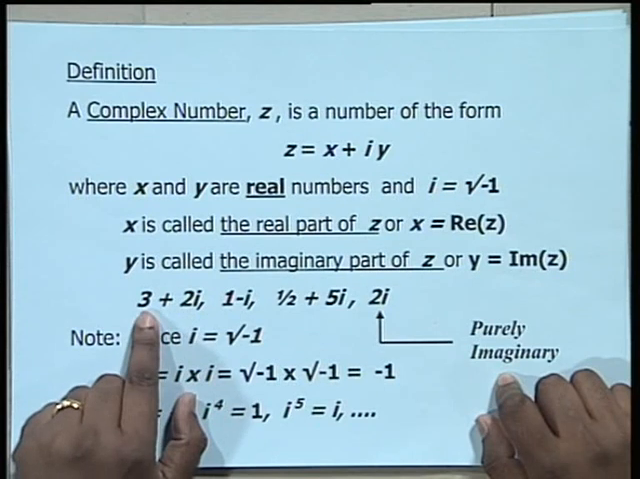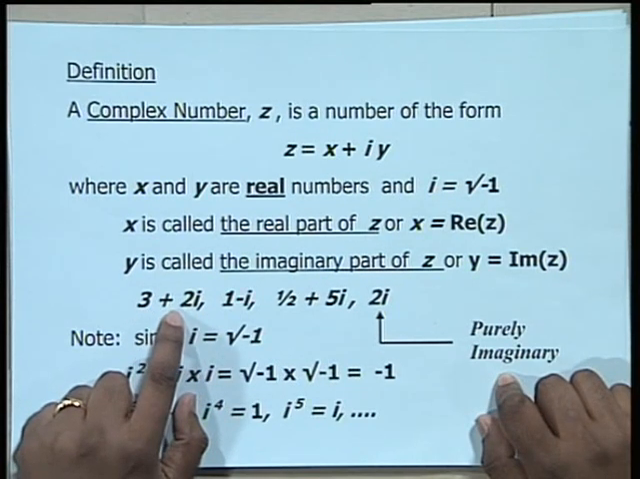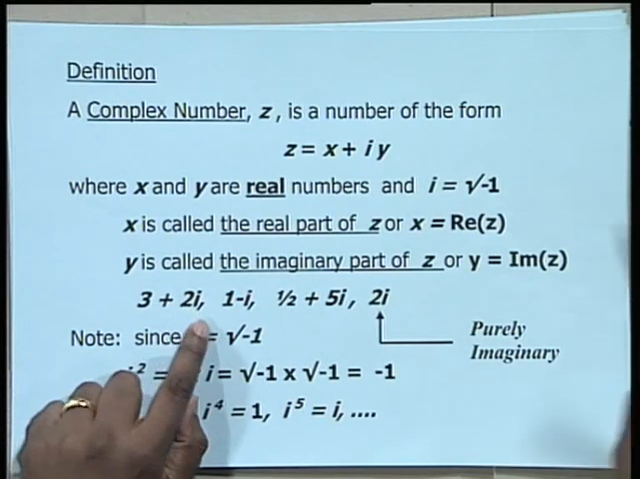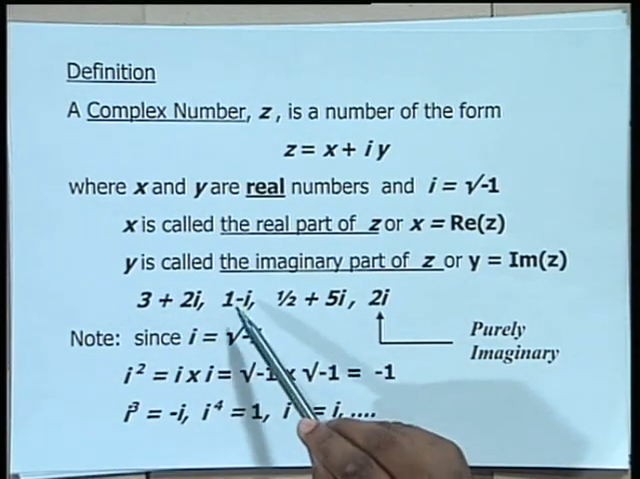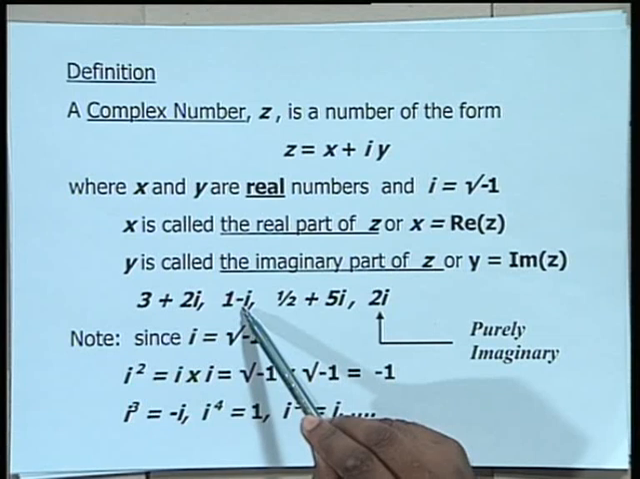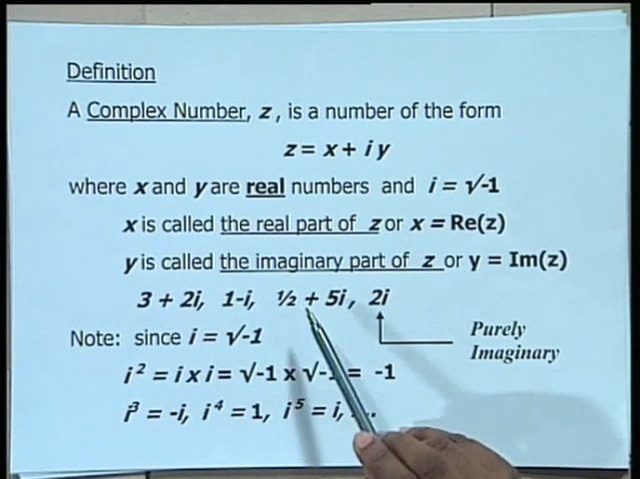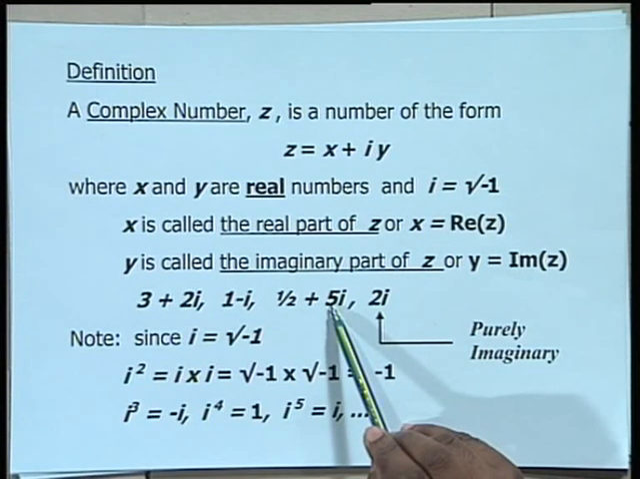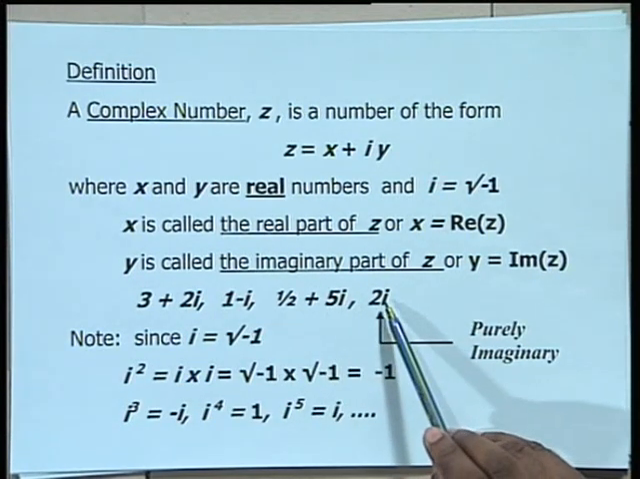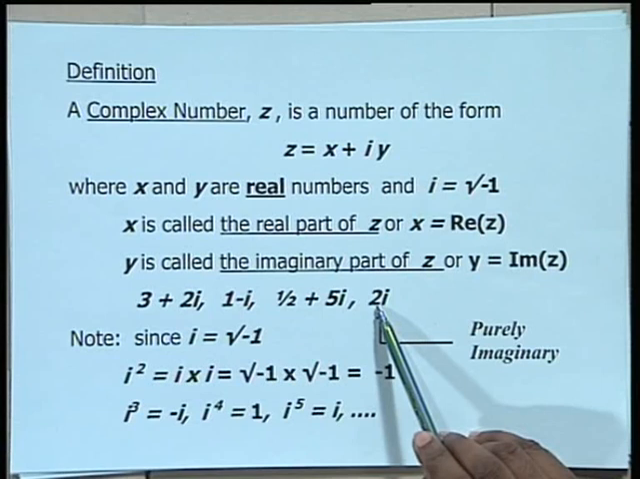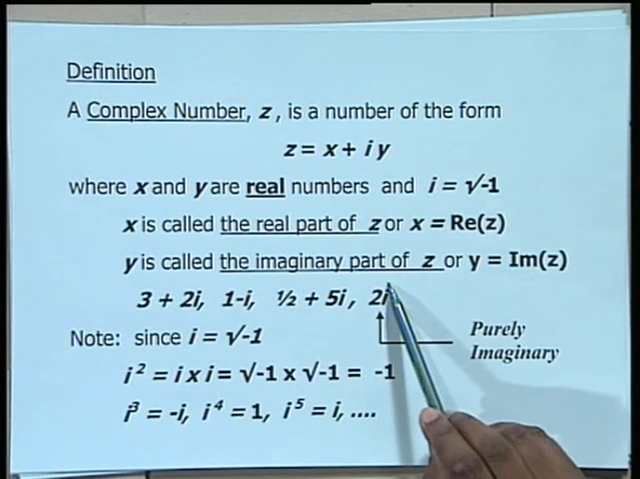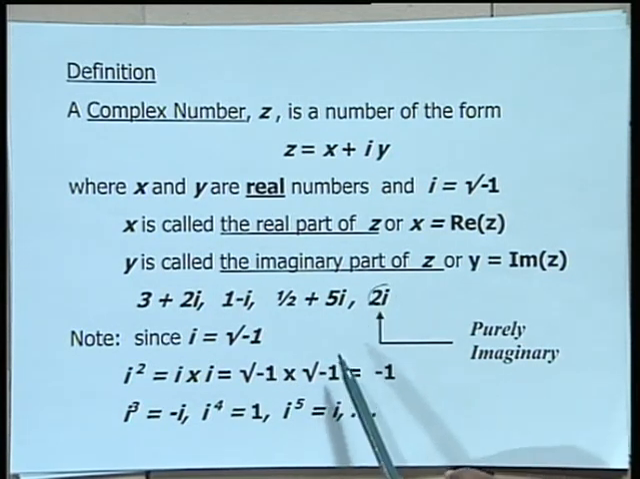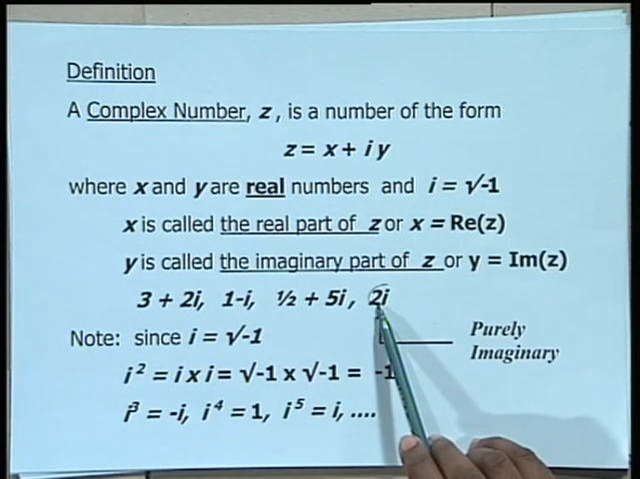In 3 plus 2i, the real part is 3, the imaginary part is 2. In 1 minus i, the real part is 1, the imaginary part is minus 1. In half plus 5i, the real part is half, the imaginary part is 5. And in 2i, the real part is 0, the imaginary part is 2. This number, in which the real part is 0, will be called purely imaginary.